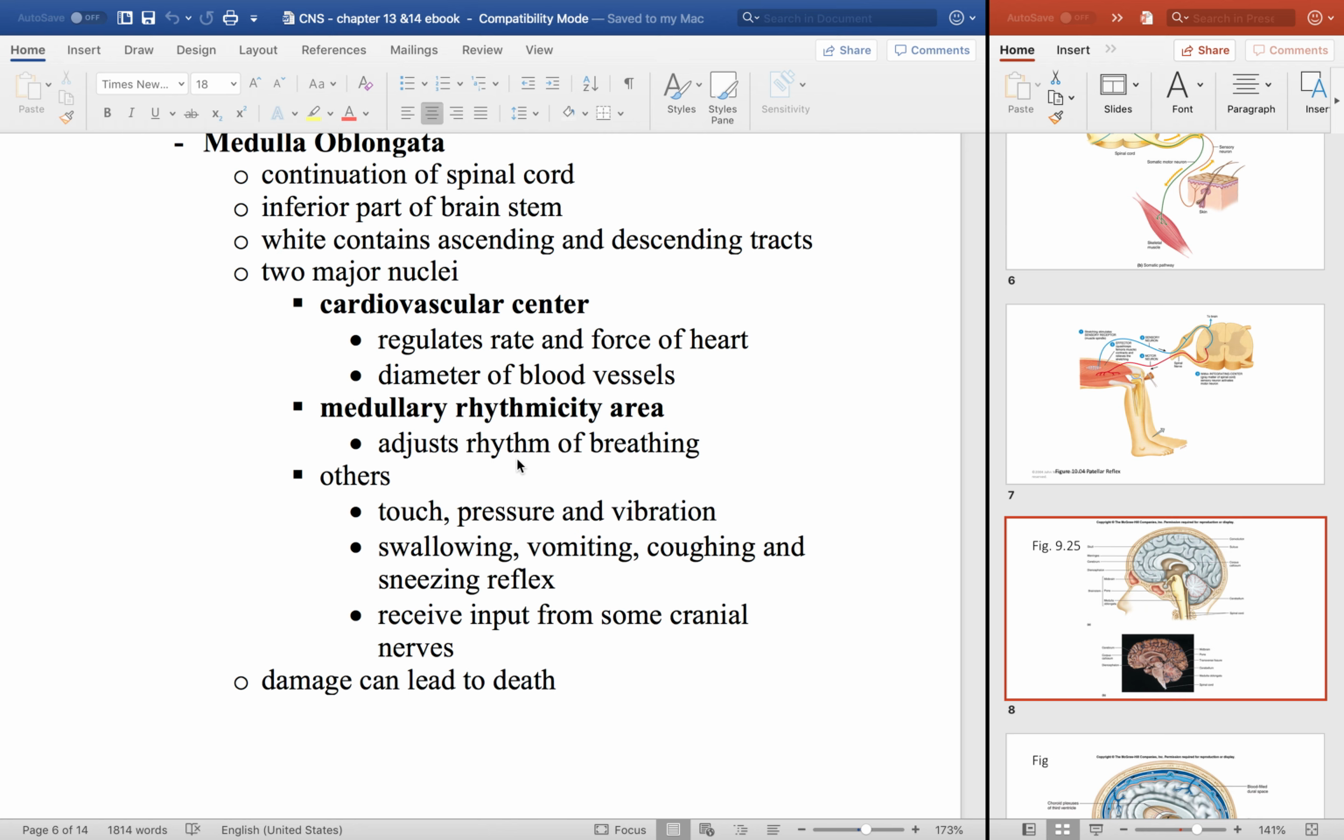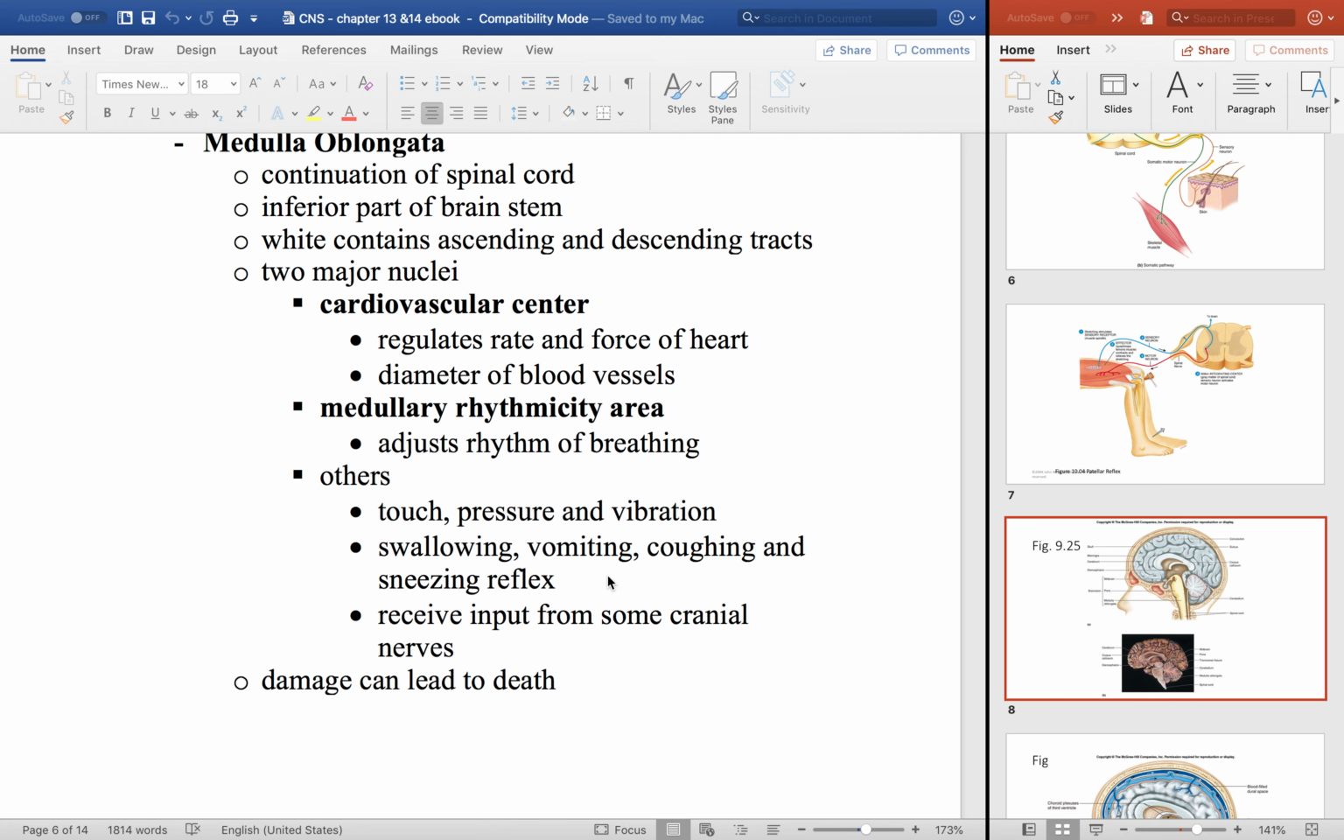So again, if you just have the medulla oblongata, you are able to breathe and you are able to have a heartbeat. This is huge whenever we talk about quality of life and things like that, because a lot of times people just have a brain stem, but they're able to still breathe and have a heartbeat on their own. But they're also able to do other things like touch, pressure, and feel vibration. They can have certain reflexes, such as coughing and vomiting and swallowing. They receive input from some cranial nerves, but damage to this will lead to death.